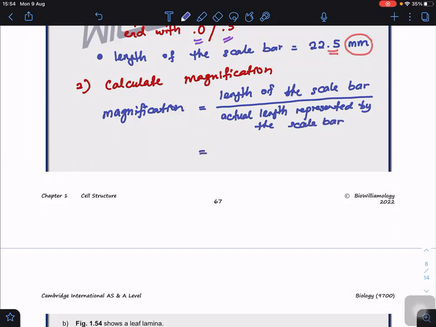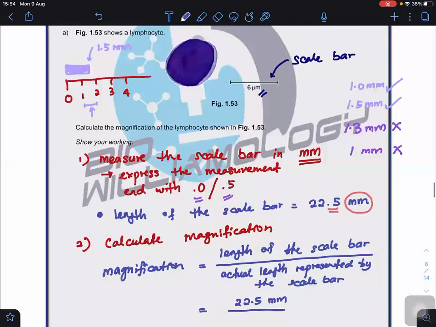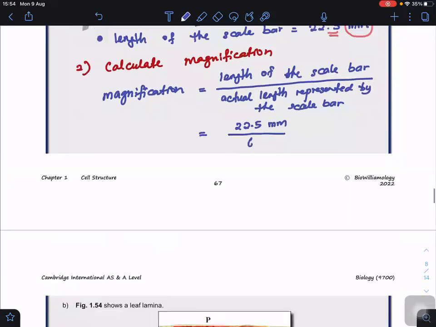So in this case, the length of the scale bar is 22.5 millimeter, divided by the length represented by the scale bar, 6 micrometer. And you realize that now we need to do the unit conversion. Millimeter versus micrometer, you cannot divide. So 22.5 millimeter to micrometer, multiplied with 1000, change to micrometer, divided by 6 micrometer.